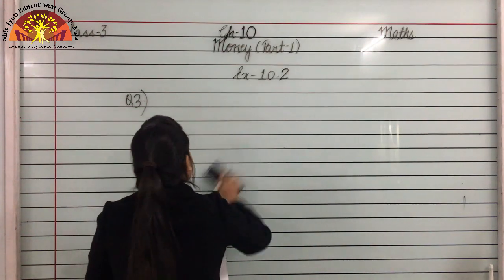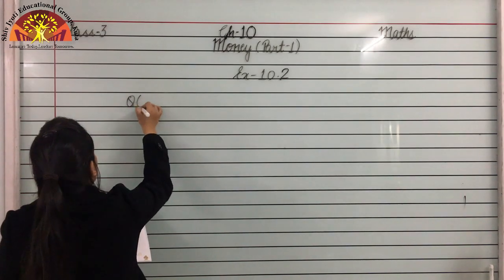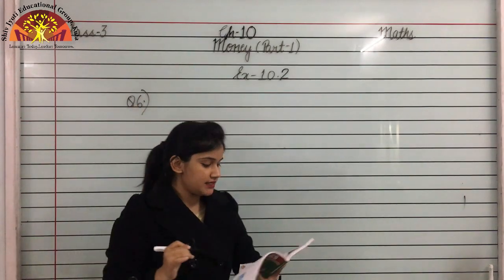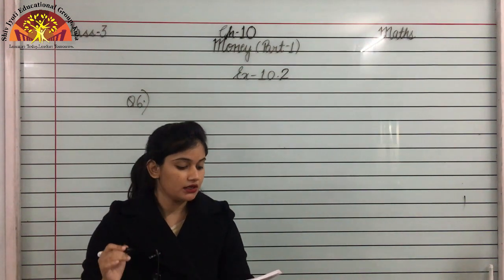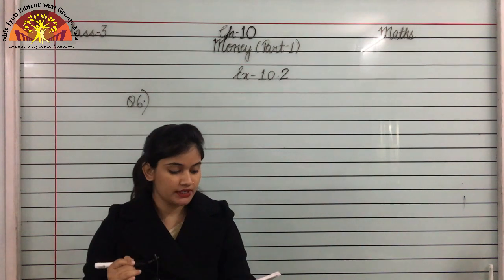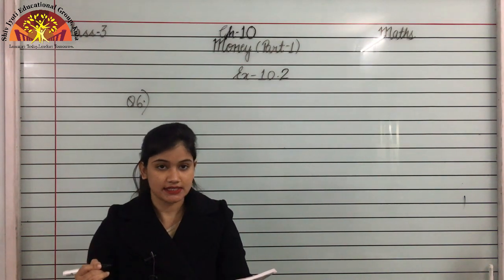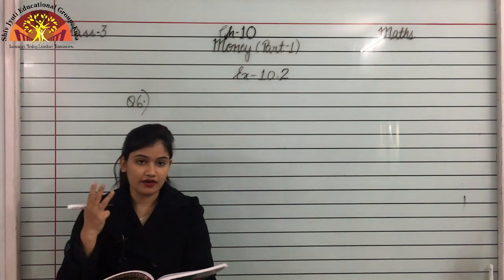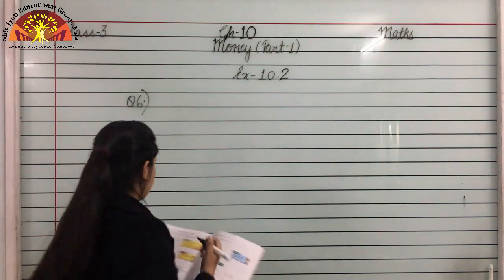Question number 6 we are taking of exercise 10.2, and question 6 is do as directed. So now in this question we are taking A part: add rupees 13.45, rupees 27.09 and rupees 15.67. So now in this question we have three numbers and we have to find the addition of these three numbers.